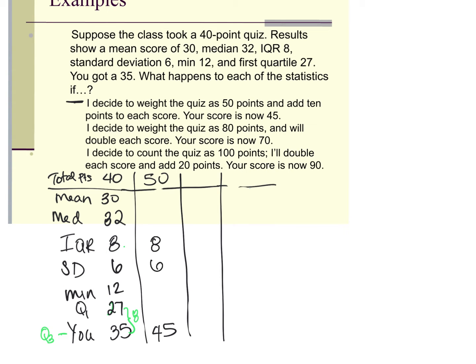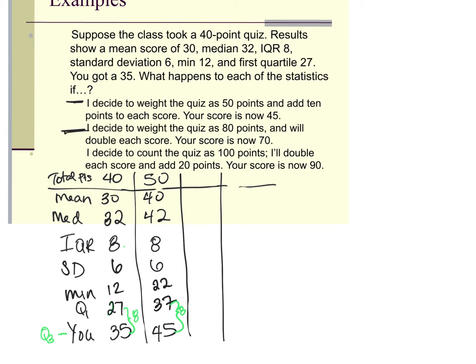They stay as 8 and 6. But all the other measures of position, mean, median, Q1, minimum, Q3, will add 10. So my new mean is 40. My new median is 42. My new minimum is 22. And the new Q1 is 37. Notice here, the difference between my Q1 and my Q3 is still 8. So my IQR didn't change.